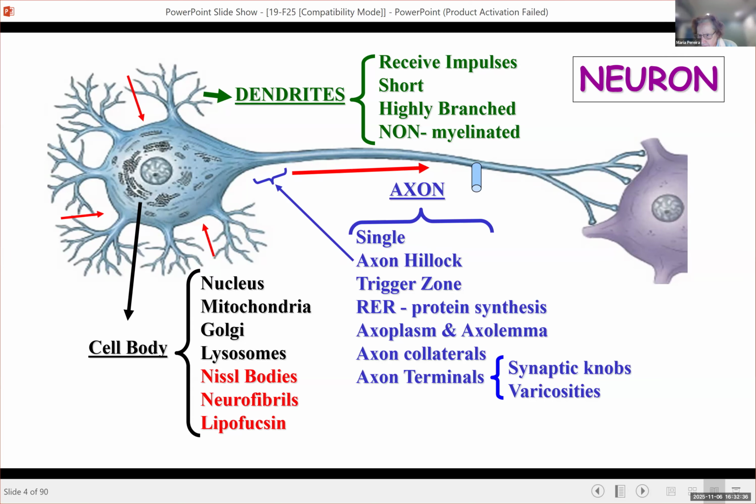What is the first, the axon hillock, or the trigger zone? So the axon hillock is an area where the cell body meets the axon, where there is a high concentration of voltage-gated sodium channels.